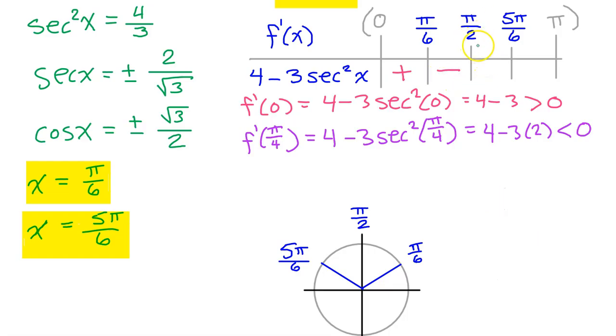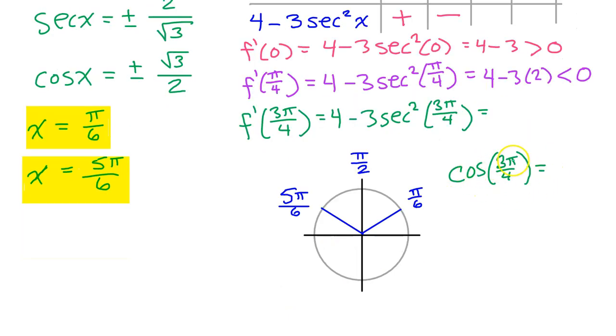Next, we need a test value between pi over 2 and 5 pi over 6. We can think of pi as 4 pi over 4. So this angle right here must be 3 pi over 4. And that's right in between pi over 2 and 5 pi over 6. So let's use 3 pi over 4 as our test value.